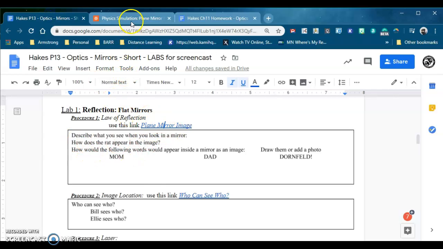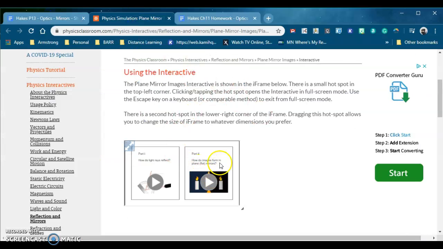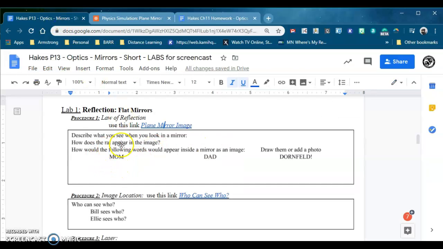So if you get to the end of this second part, it starts showing you what words would look like reflected in a mirror. And once you have that down, come through and tell me what would the word mom look like, what would the word dad look like, what would the word Dornfeld exclamation point look like in the mirror.